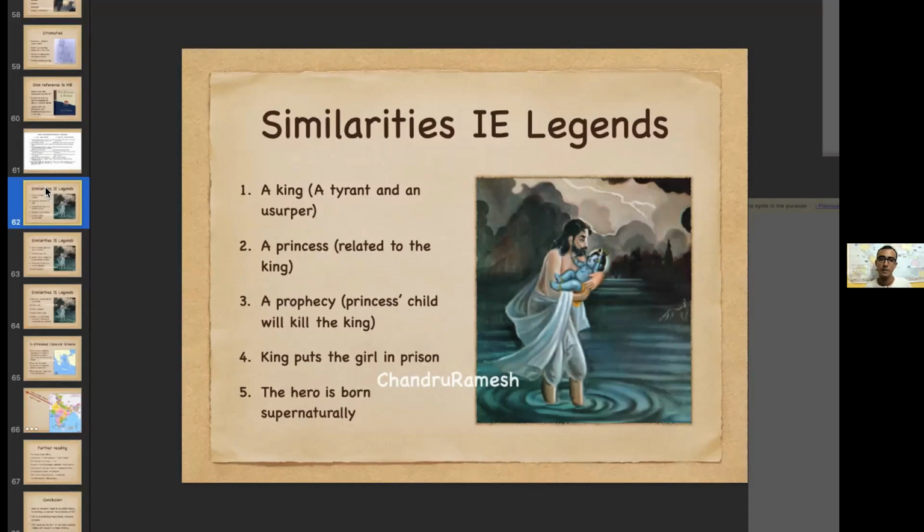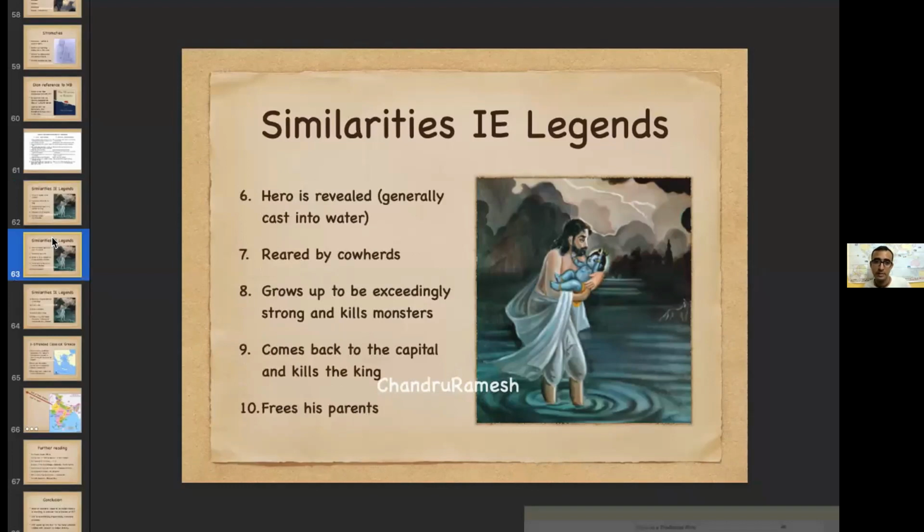So fifth similarity is that the hero is born supernaturally. We know Krishna is represented to be born with 4 hands in a supernatural way. So this is another similarity in Indo-European legends. And the sixth similarity is that the hero is revealed. Generally he is put in water, like how Karna was put.